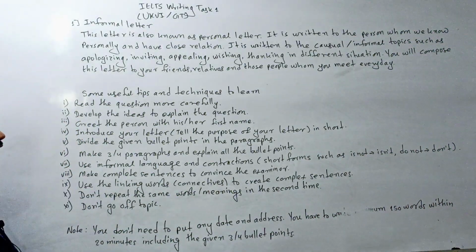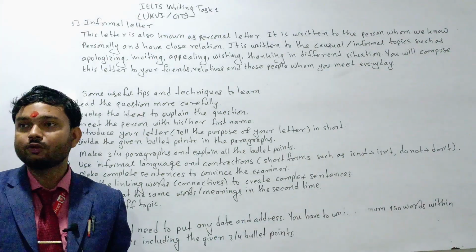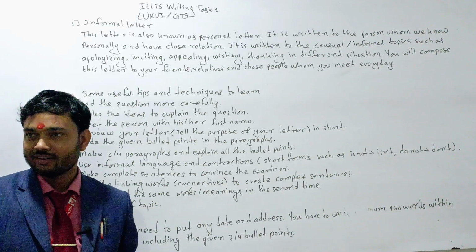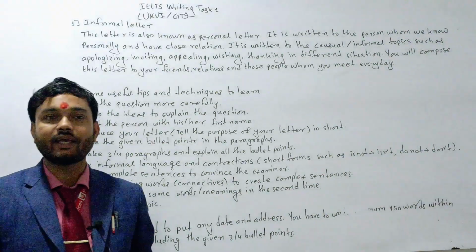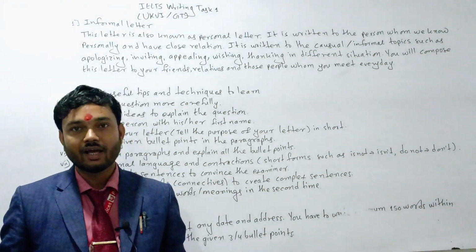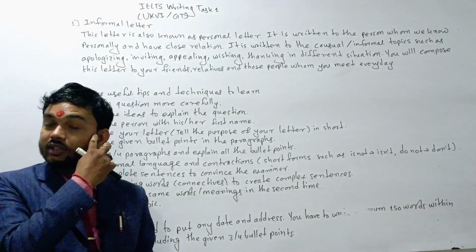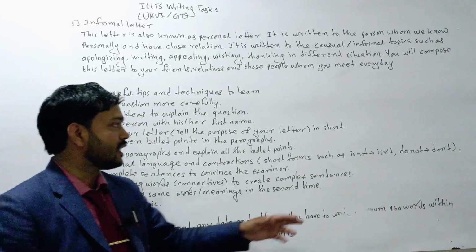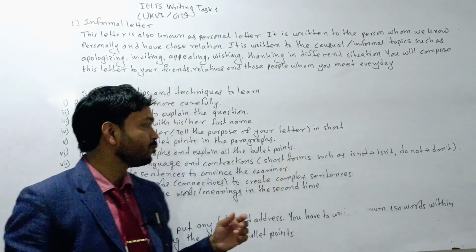Use informal language and contractions. This is a personal letter, so there is no need to be formal. You can talk casually and normally, with the person whom you meet every day, for example, your best friend. You can say, hello friend, how are you? I hope you are feeling well, right, like this. And it doesn't matter to give only the full form. You can use the short form also. Examples are isn't, or don't, like you can say.